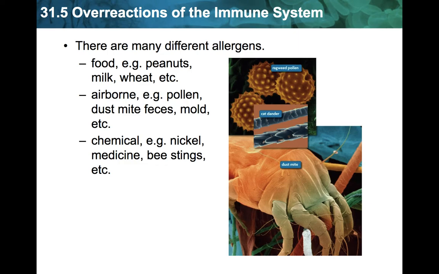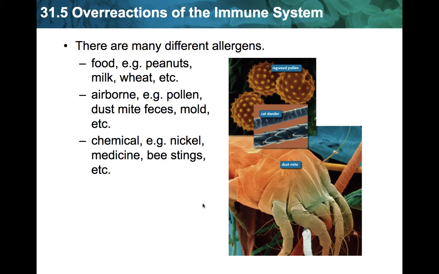Foods like peanuts, milk, wheat, etc., are types of food that can cause allergies. Some allergens are airborne, like pollen, dust mites, feces, mold, etc. If you ever want to know what pollen looks like, this is what it looks like. It looks like those medieval spiky metal balls, whatever they're called. No wonder they irritate your eyes and throat and nose. They're literally spiky.